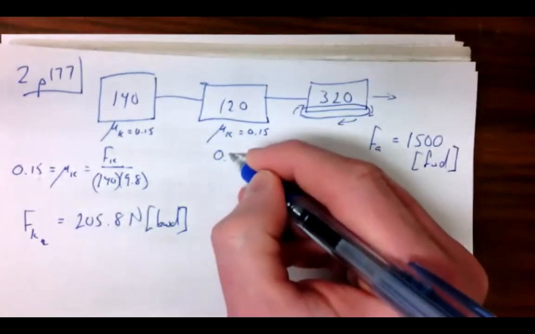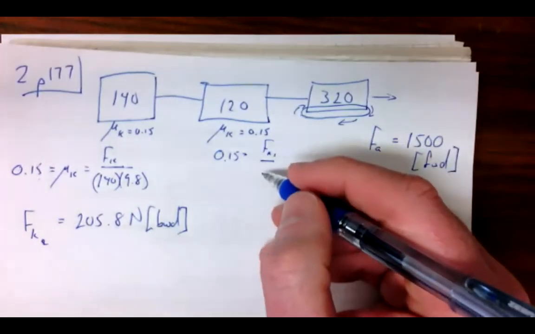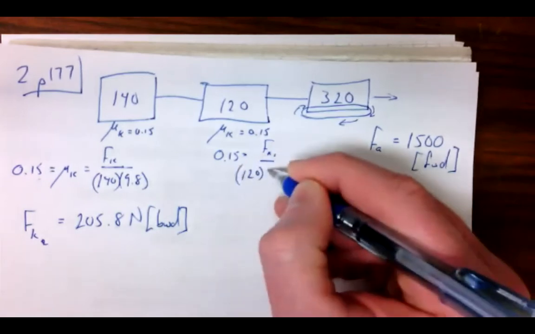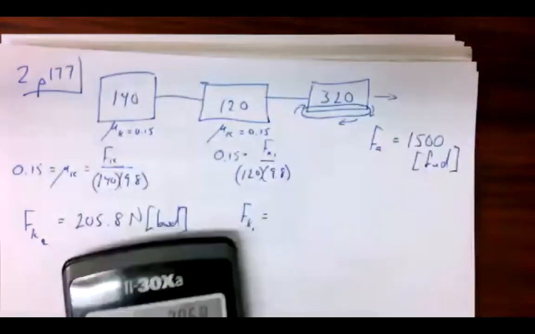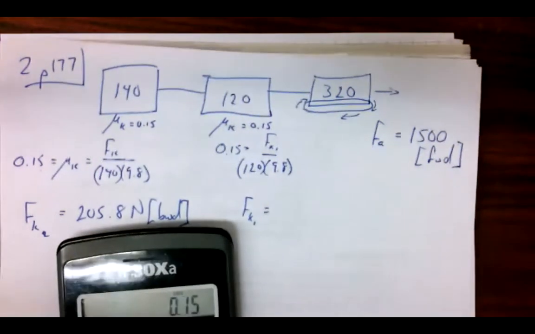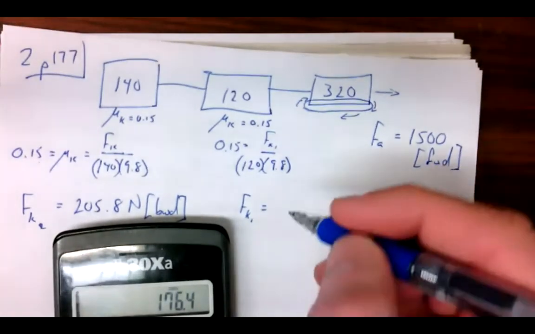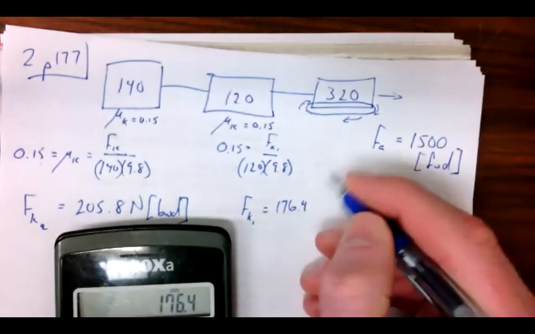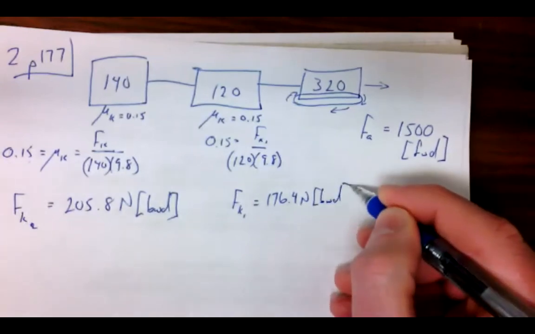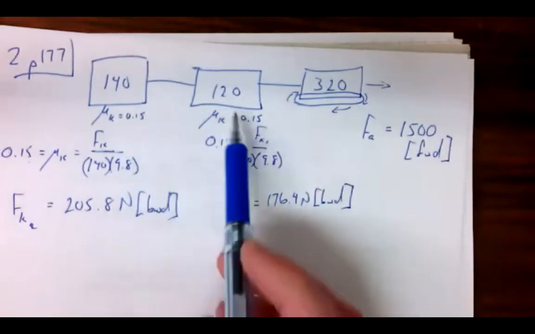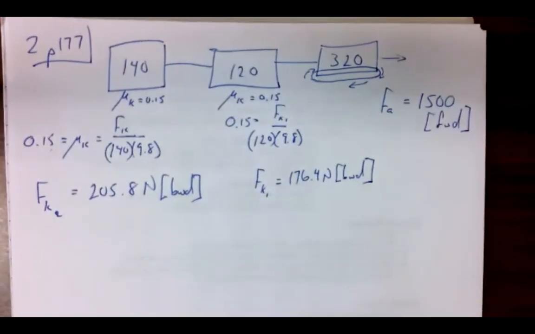So over here, same idea, 0.15 equals Fk1 over 120 times 9.8. Fk1 is 0.15 times 120 times 9.8, 176.4 newtons backwards. Have a quick look to see this is lighter. Same coefficient of friction, so the friction should be smaller, 176, 205. Yes, looks good to me. Any questions?